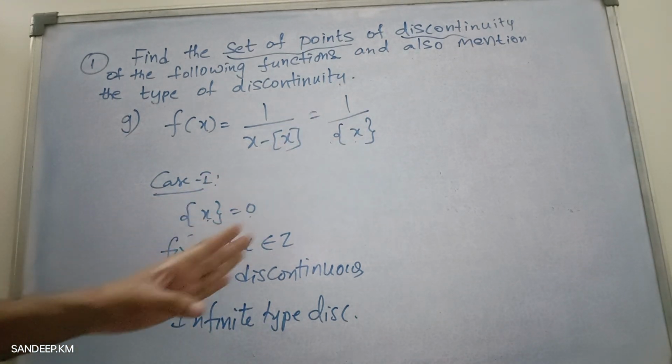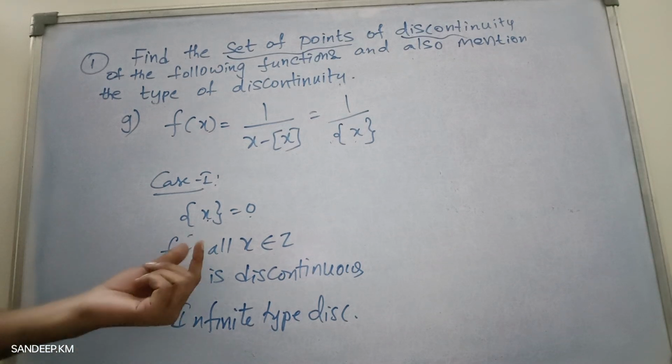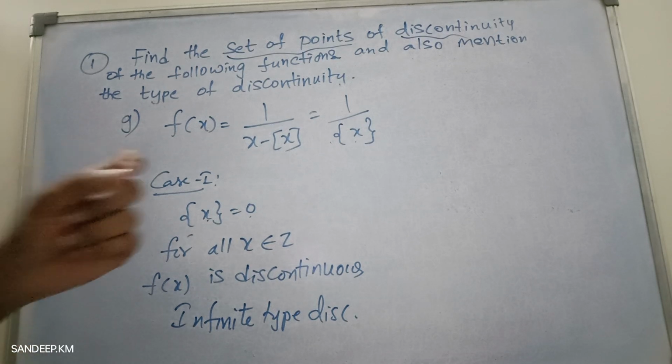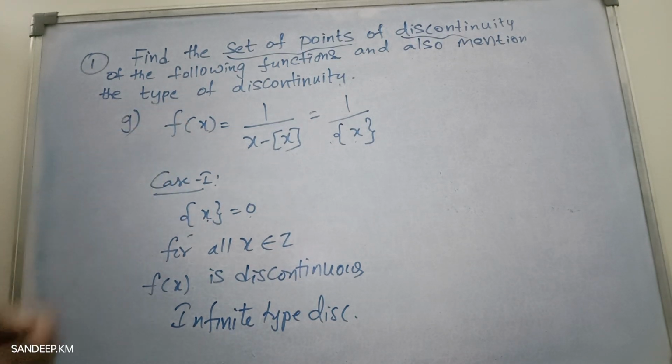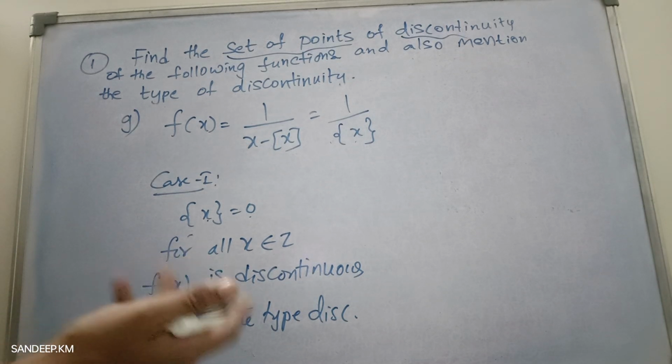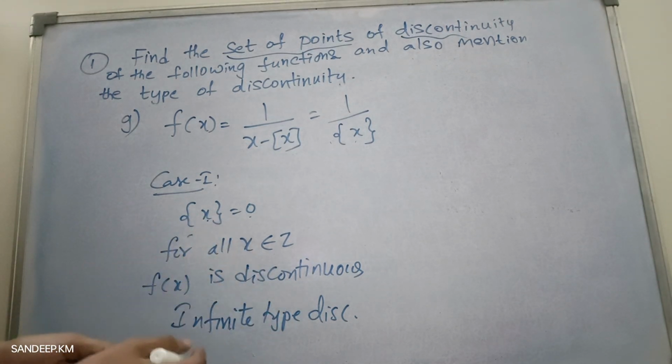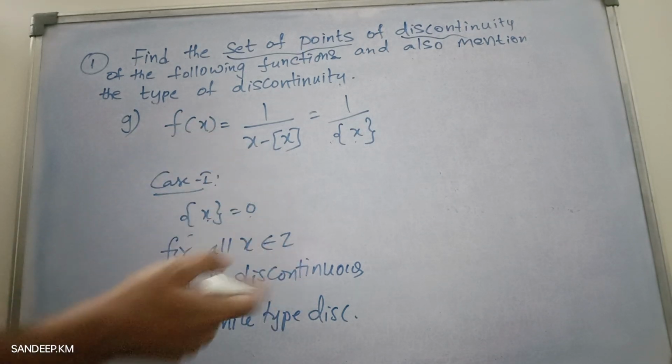So the denominator is 0 for all x belongs to Z. Therefore at these points the function is discontinuous. And what type of discontinuity are we getting? Infinite type discontinuity. And there is one more possible question in this. How many points of discontinuity are we getting? The function is discontinuous at all integers. For all integers the function is discontinuous.